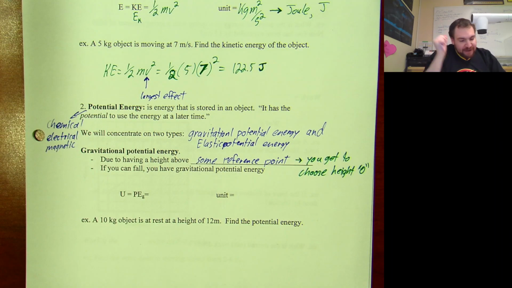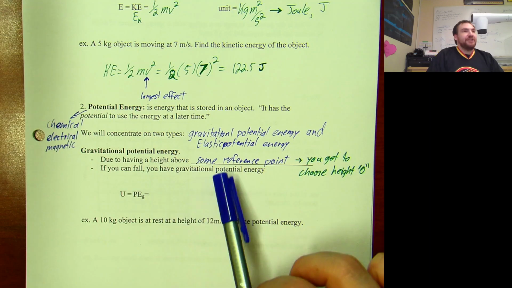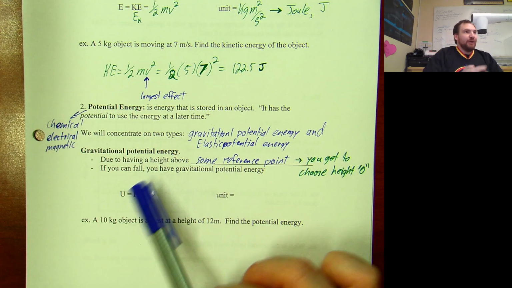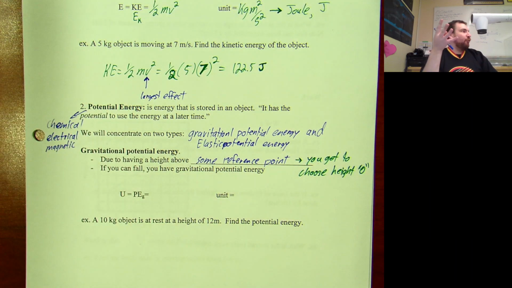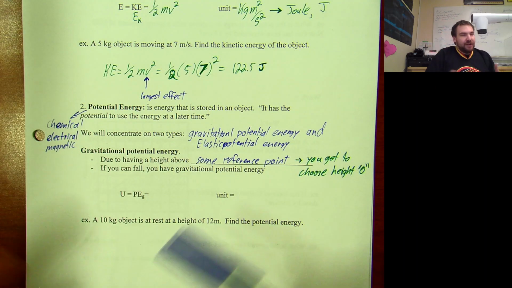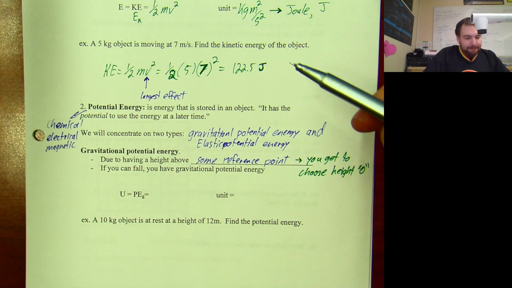Now, if you can fall, you have gravitational potential energy. But as you guys have already said, is it possible for me to fall right now from this floor to the first floor? No. Why not? Maybe, right? Theoretically, yes, but some of you would say practically no. So again, there's a reference there.